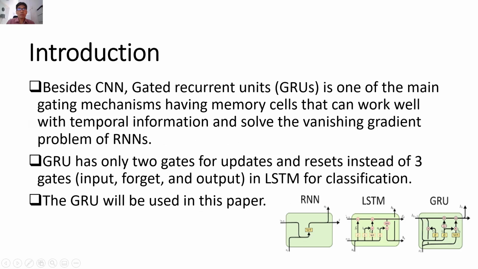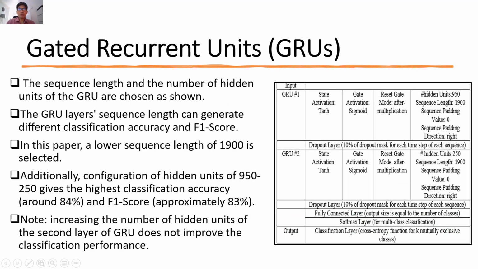Besides CNN, gated recurrent units are one of the main gating mechanisms, having memory cells that can work well with temporal information, which is the time information, and solve the vanishing gradients problem in the RNN. And GRU has only 2 gates for updates and resets instead of 3 gates, which is used in the LSTM, as shown here for classifications. In this paper we are using the GRU, and the GRU configurations can be seen here.